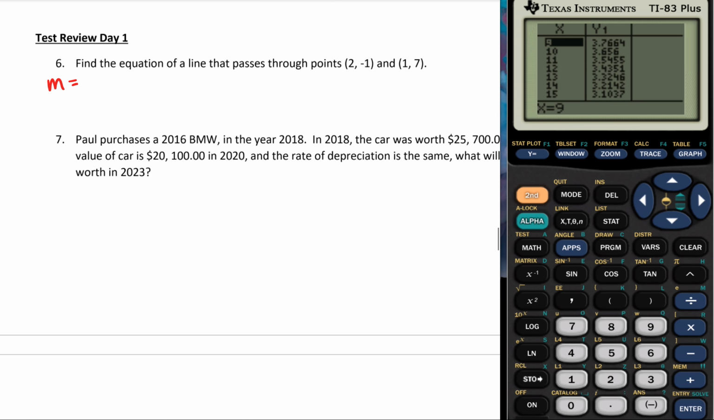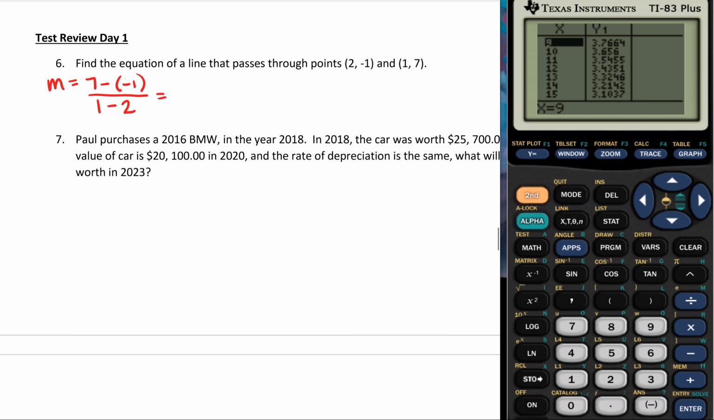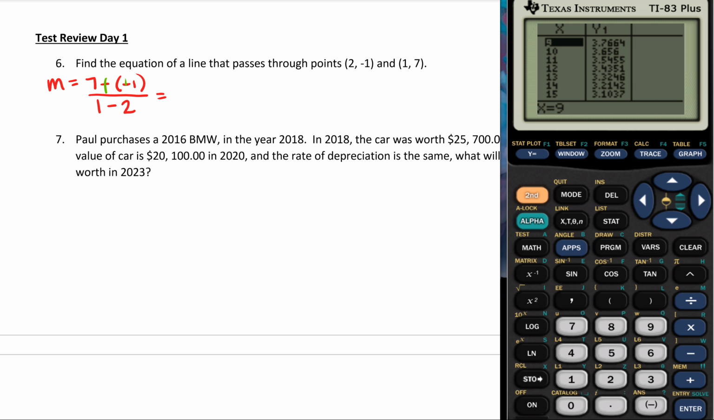To find our slope given 2 points, we know we're going to do y2 minus y1. So we have 7 minus negative 1. And then we're going to have 1 minus 2. 7 minus negative 1. If we remember, right, that negative cancels out to be a positive. So that we get 7 plus 1 is 8. 1 minus 2 is a negative 1. Well, this just becomes negative 8.